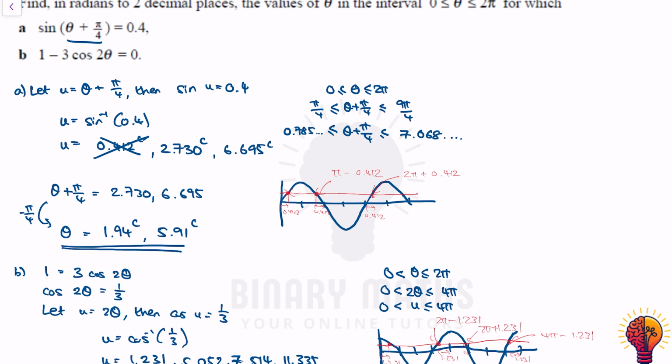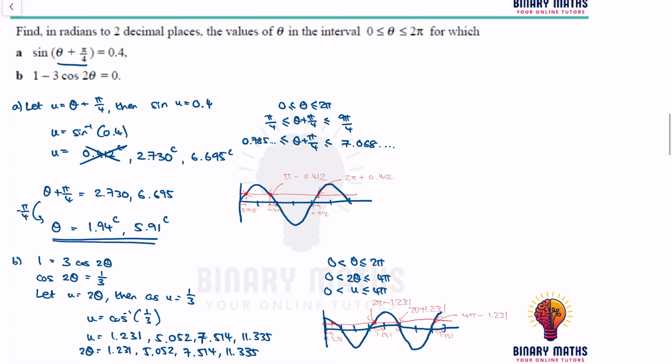So because 2 theta is equal to 1.231, 5.052, 7.514, and 11.335, then theta, by dividing by 2, you get theta is equal to 0.62 radians, 2.53 radians, 3.76 radians, and 5.67 radians. So these are my solutions.